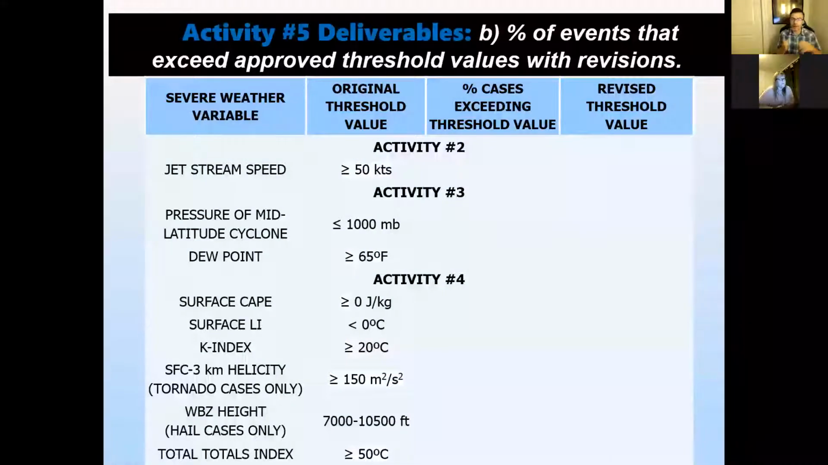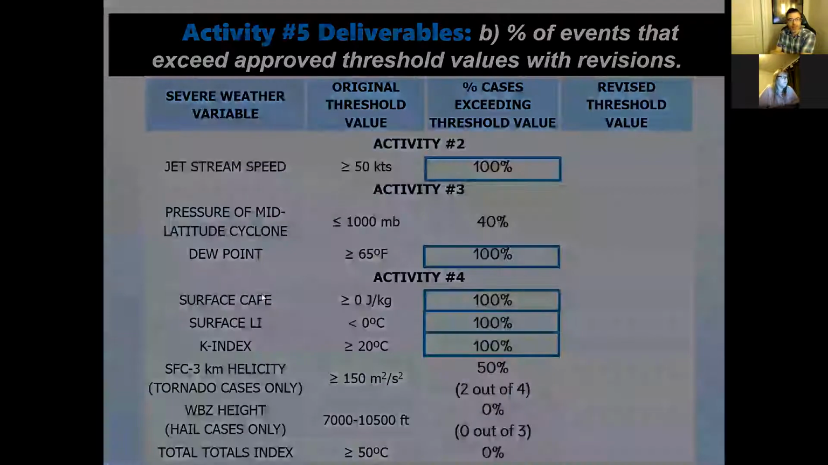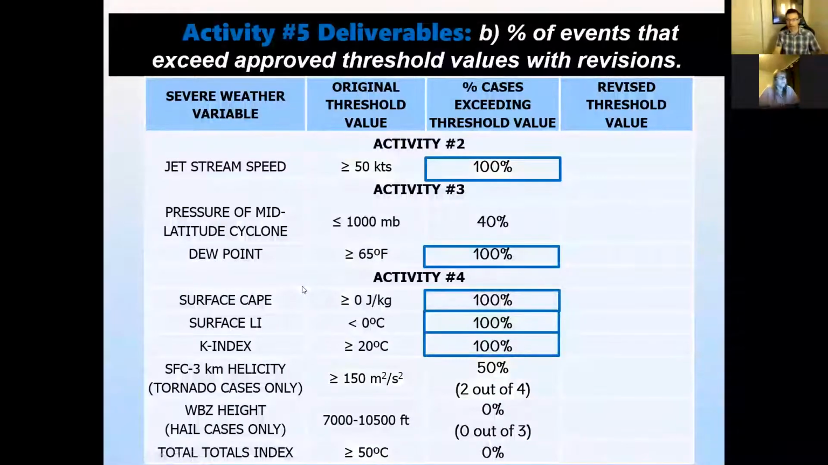And then finally, the second part of activity number 5, you're playing the same game, but now you're going to focus on the quantitative variables. So remember, as Shannon mentioned, we have qualitative variables, we have quantitative variables. So what I've done here was I've listed the quantitative variables, and I've reminded everybody the accepted threshold values. And once again, students are going to look back to their previous activities, 2 through 4, and they're going to write down the percentage of events that exceeded those approved threshold values.